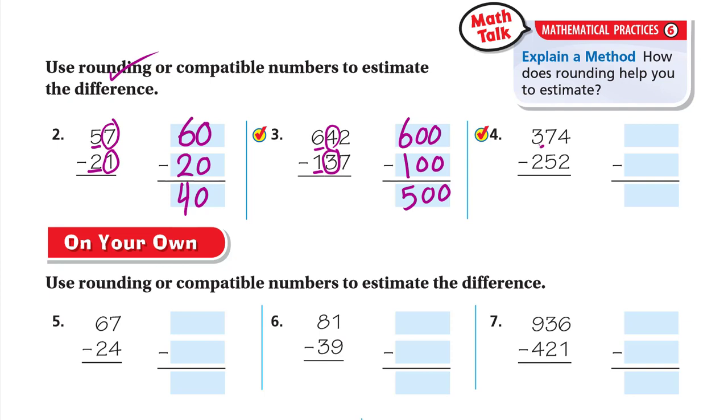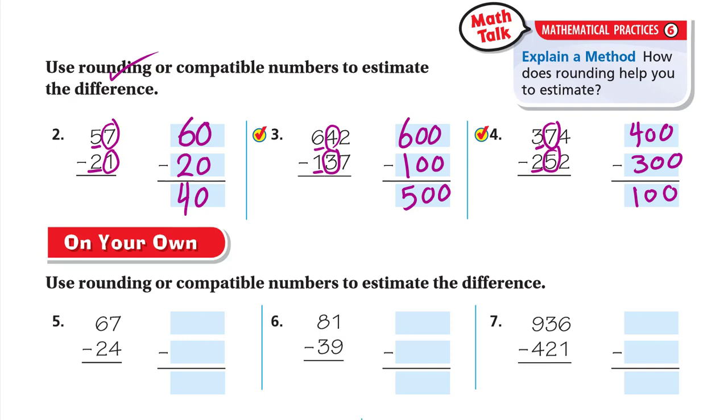Here, to the right of the 3 we have 7. The 7 is strong, so the 3 will be 4, making 400. And here to the right of the 2 we have 5. The 5 is a strong digit, so the 200 became 300. So 400 minus 300 is actually 100.